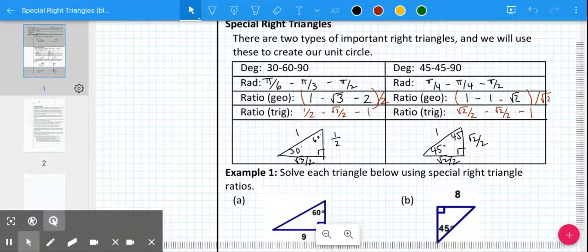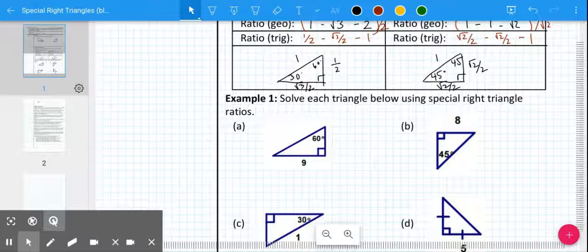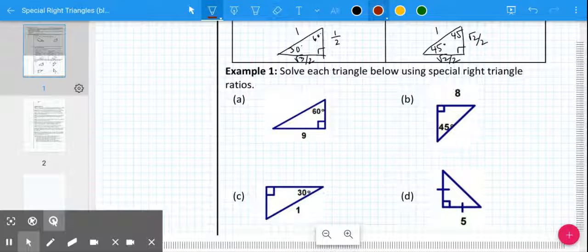Before we do that, let's go through a couple of these solving problems to make sure we know how to do it. So in example 1, I recognize that this is a 60, 90, so this must be a 30, 60, 90. Therefore, I know the side ratio. You can use the trig ratios here or the geometry ones. I don't really care for the purpose of these problems, but when we go to the unit circle, we will specifically use the trig ones only, and I'll explain why. So I'm going to use the geometric ratios here.